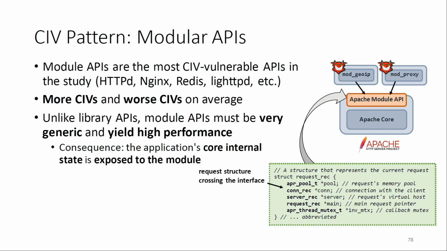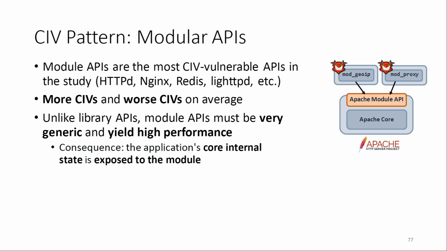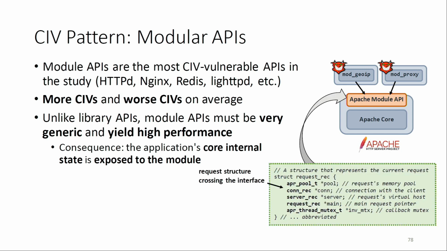And looking at the structure of these interfaces, it makes sense. Unlike library APIs, module APIs must be very generic and yield high performance. And as a consequence, the application's core internal state is exposed to the module. That results in a much larger attack surface exposed to the module. Take the example of this data structure exposed to potentially malicious modules by the Apache HTTPD core. It's very complex with over 75 fields, 60% of which pointers, referencing core data structures like memory pools, connection state structures, or mutexes.